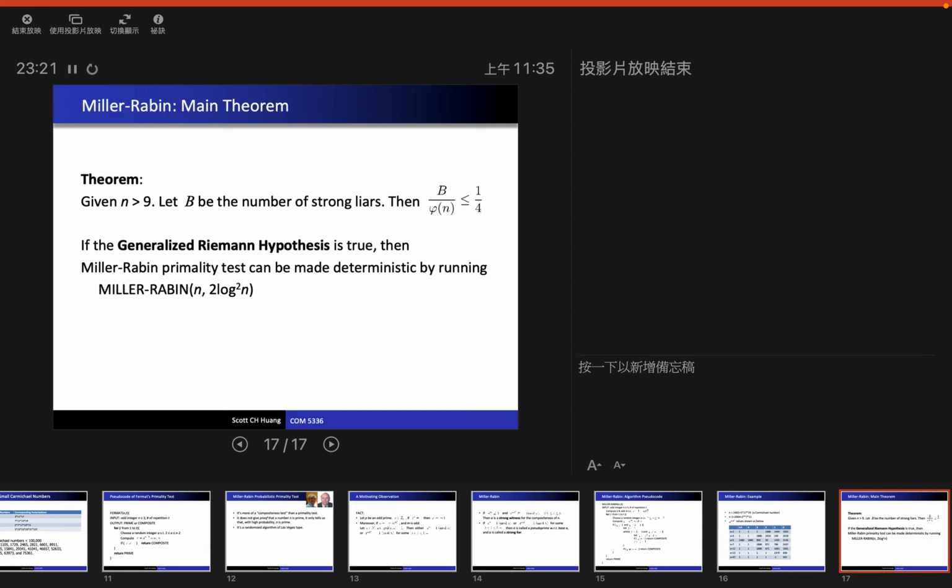We have a theorem. This is the main contribution of Miller-Rabin. Given n is bigger than 9, the number of strong liars is not too many, only less than 1/4. So that means at least like 75% are not strong liars. This is pretty strong. This is phi n, it's not n because there's no direct relationship between them. But anyway, phi n is less than n. At most it's n-1. Okay?